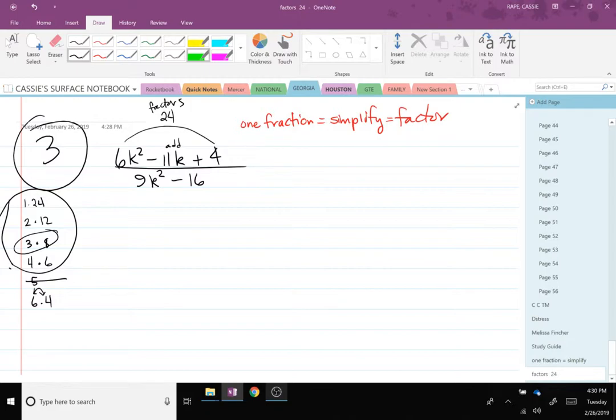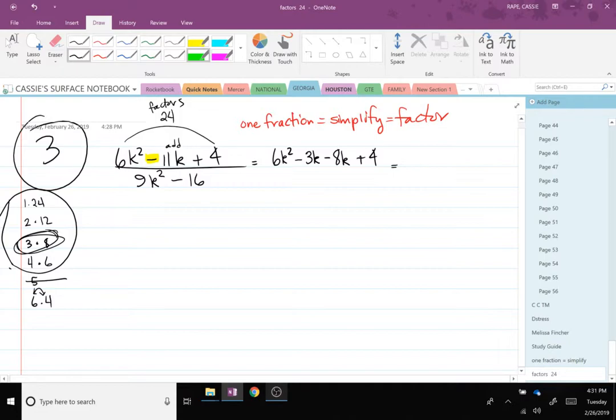Now, I do factor by grouping, which means that I just rewrite this expression, 6k squared, and then plus 4. But I rewrite the center term as a combination of two terms, and I've got to do a 3 and an 8. That's a negative, keep in mind, a negative 11k right there. So I'm going to rewrite negative 11k as negative 3k minus 8k. Negative 3k minus 8k is the same as negative 11k. So I just rewrote the first numerator in a different way.